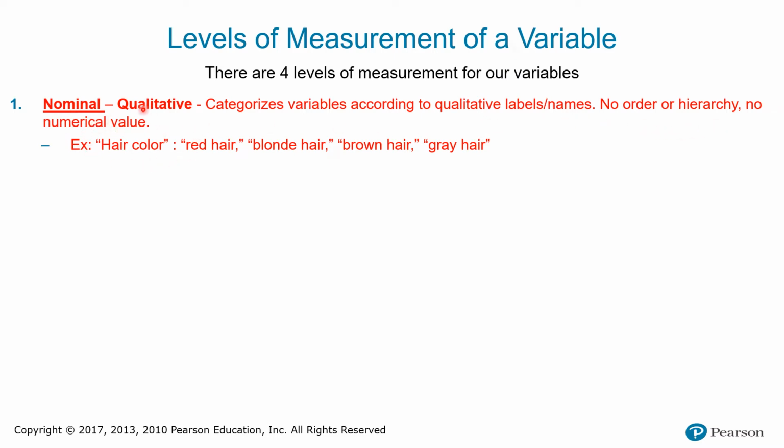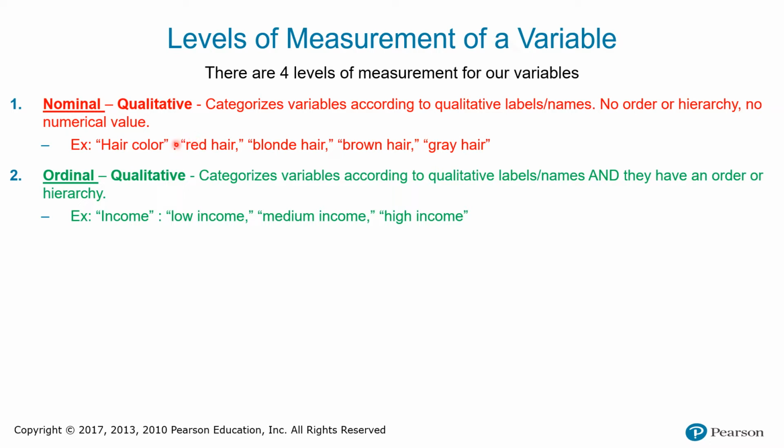For example, hair color. We can categorize hair color, red hair, blonde hair, brown hair, gray hair, but there's no hierarchy here. Maybe we think there is, but there's no one hair color that's better than the other. So this is at the nominal level.